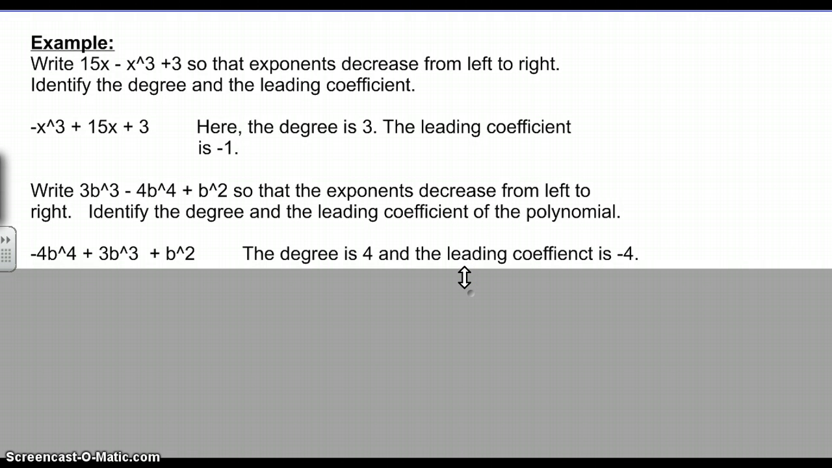So the degree here is 4. That's the exponent of the leading term. And the leading coefficient is negative 4. Sorry about that spelling error there.